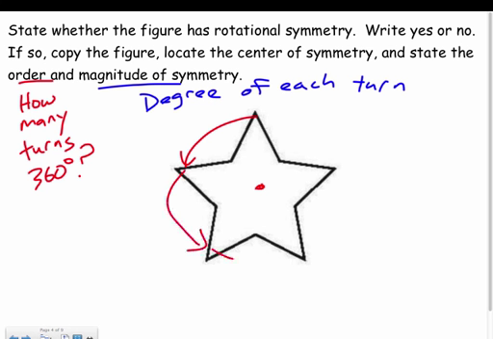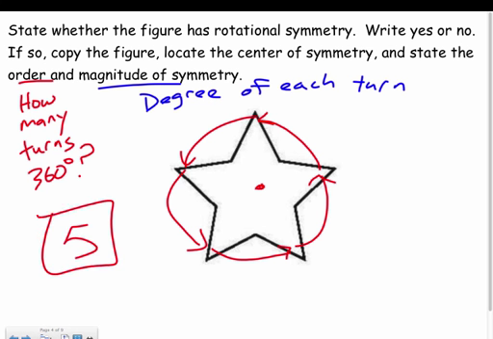2 turns would bring it here, 3 turns would bring it here, 4 turns here, and 5 all the way back to the beginning. So this has an order of 5 and a magnitude of, well, it took 5 turns to go 360 degrees. So I could break that 360 divided by 5 to end up with 72 degrees. So that would be its magnitude.